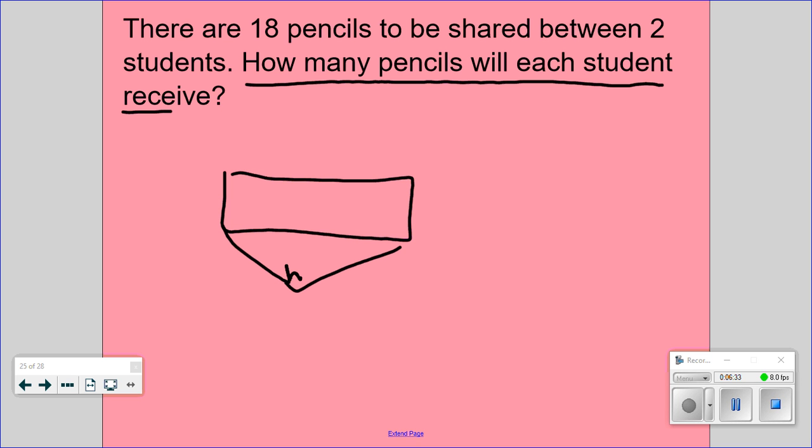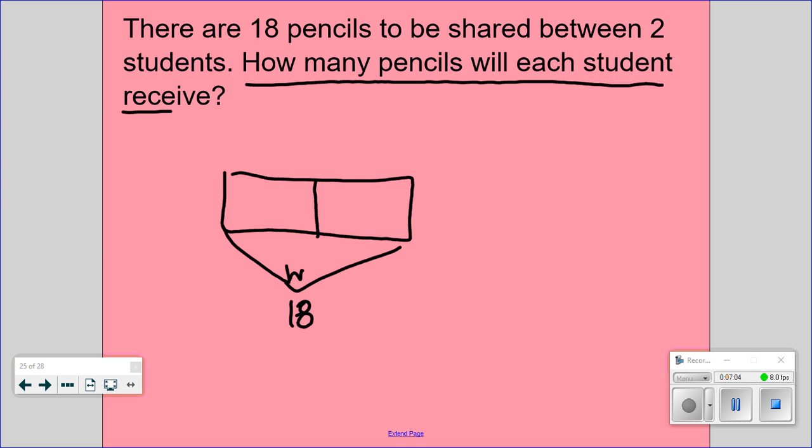And then I'm going to label my whole, because I know that my whole is going to be the entire bar put together. So, reading my problem again, looking for the total number of pencils, because that's what I'm counting, I see there are 18 pencils. So that would be my total. Put that down with my whole. And then I'm sharing it between 2 students. So again, I'm dividing up my bar to show those 2 students. Student 1 on the left, student 2 on the right.